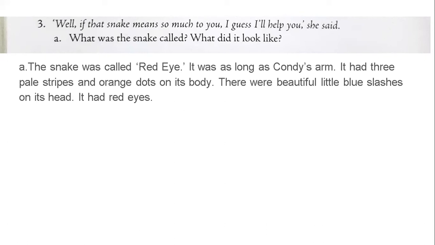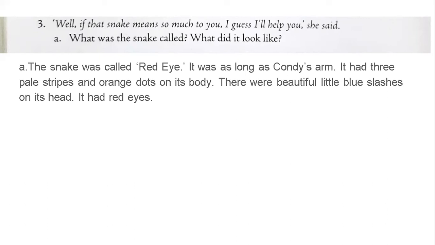I'm sorry, there's a mistake. It's Cindy, not Condis. You know that, right? It was as long as Cindy's arm. It had three pale stripes and orange dots on its body. There were beautiful little blue slashes on its head.